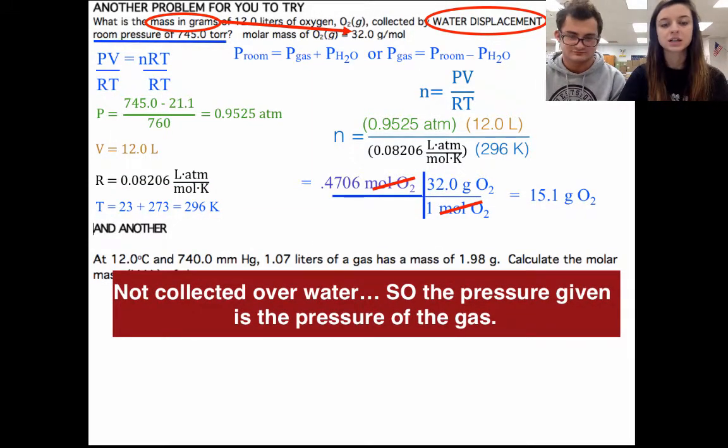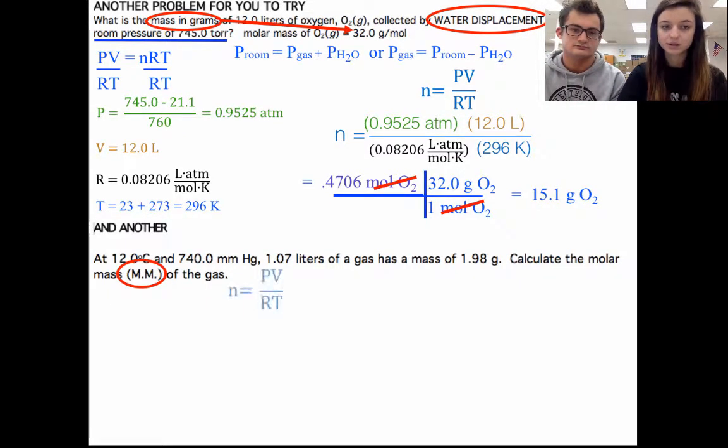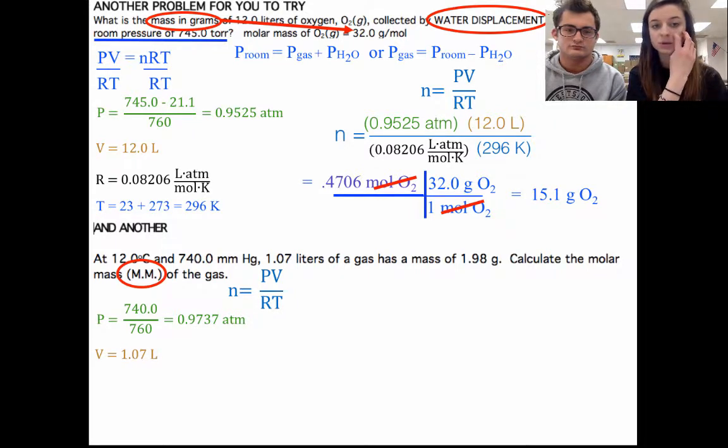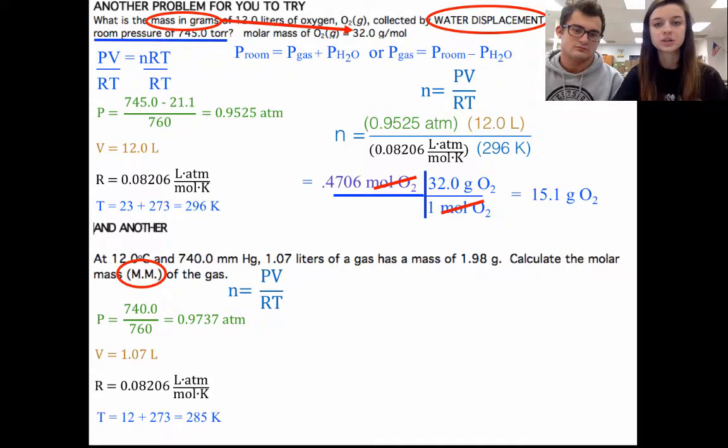All right, so our next one is not collected over water, so the pressure given is the pressure of the gas. So we're going to start with our ideal gas law, and it's asking us to calculate the molar mass, so we're just going to have to do an extra calculation at the end. Our pressure in atmospheres is 740 divided by 760, which is 0.9737 atmospheres. Our volume is 1.07 liters, which it gives us in the problem. This is our gas constant, 0.08206. And temperature, you just add 273 to convert to Kelvin, which gives 285 Kelvin.